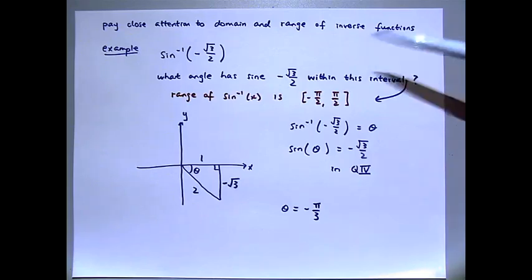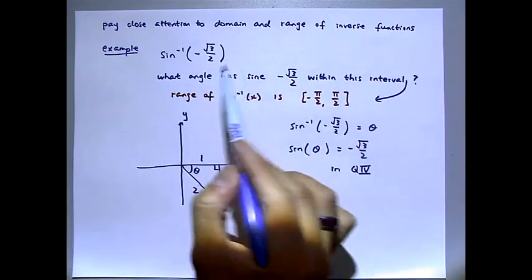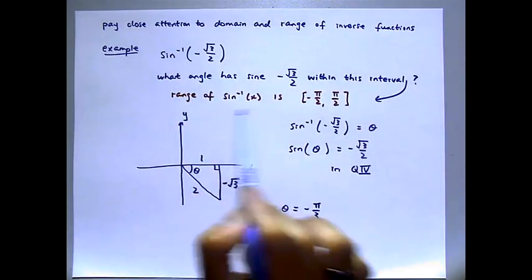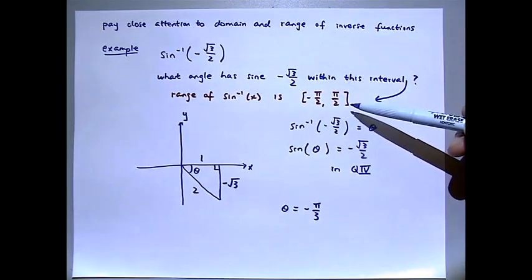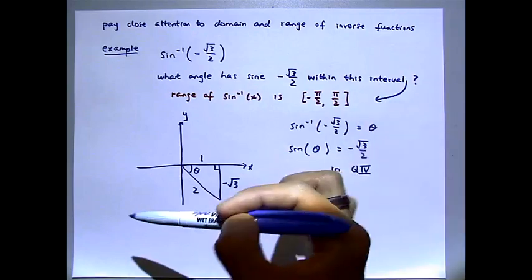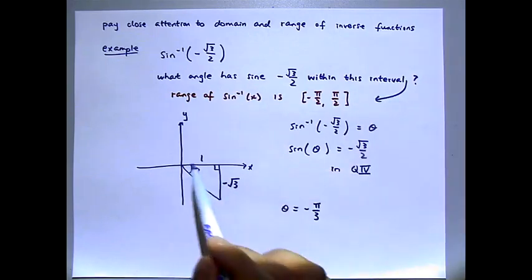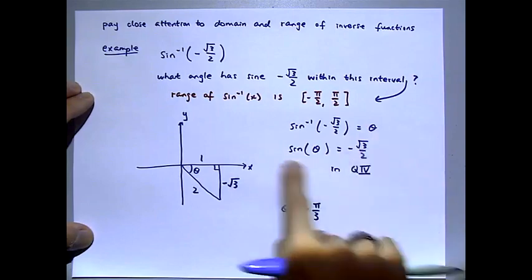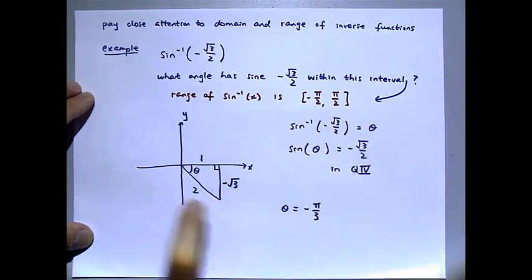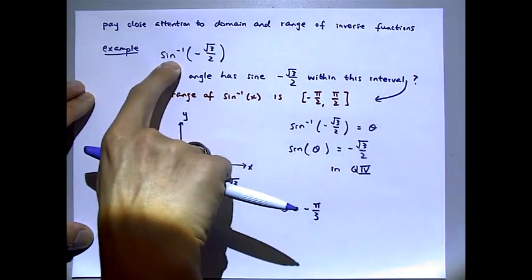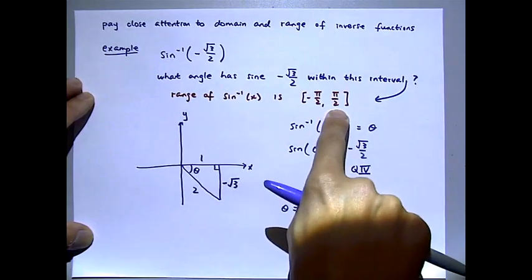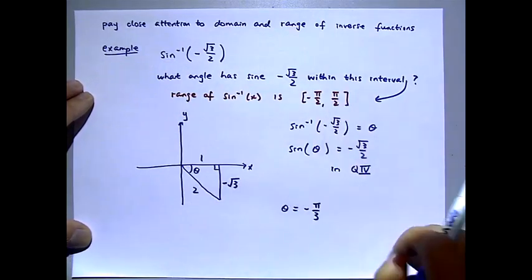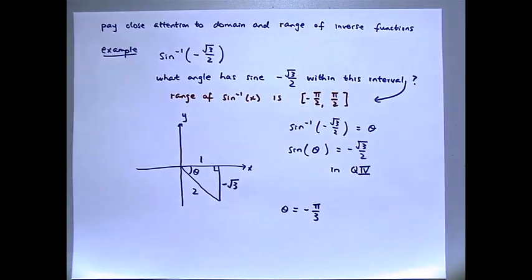Right, yeah, it could be in the third quadrant, but remember the inverse sine function has a range that's only in the fourth or the first. It cannot be in the third. So you're right. If we're just looking at this question right here, it could be in the third or the fourth, but we're dealing with the inverse sine. Gotta pay attention to the range. Other questions?